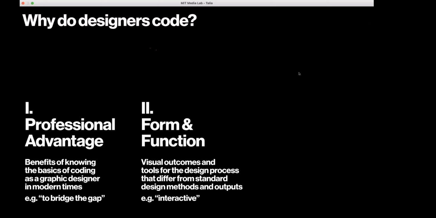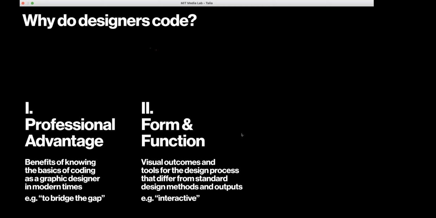If you're handing off your design to a developer, it will be a lot more seamless if you know just a little bit of CSS when you hand that over. Number 2, form and function. This is where I get my first-year students to understand what the visual outcomes and tools for the design process are that differ from standard design methods and outputs. We'll see a list of these in a second, but that's how coding can benefit design in the way that it looks and the way that it behaves.